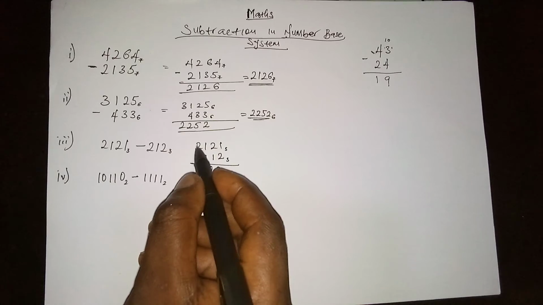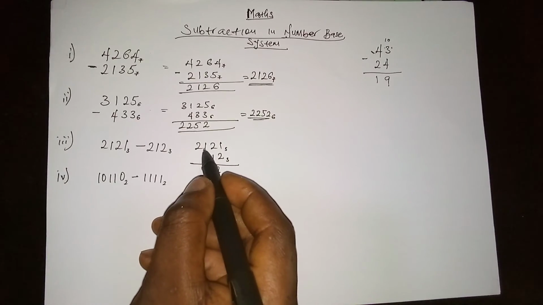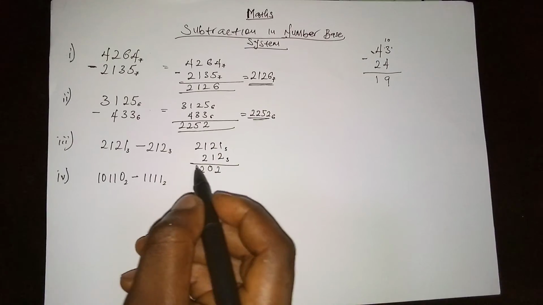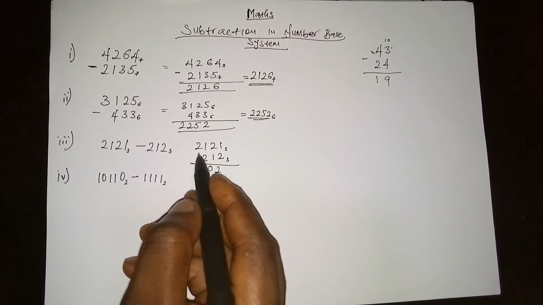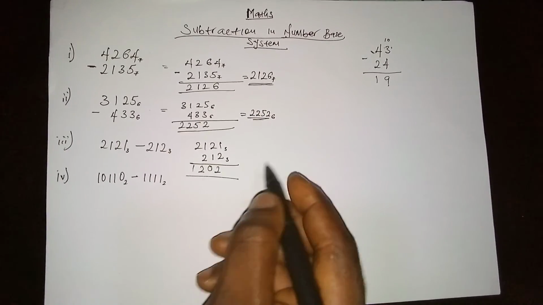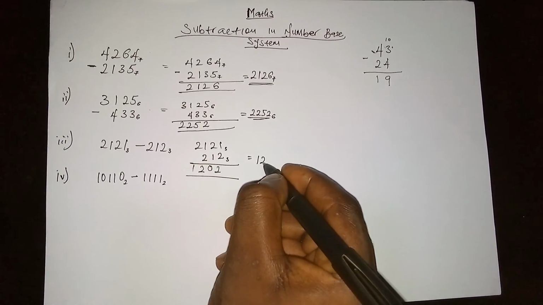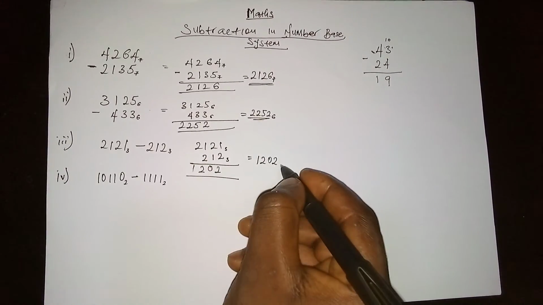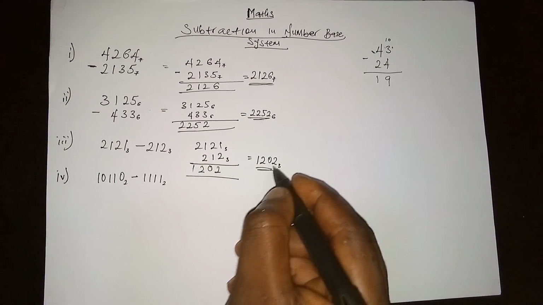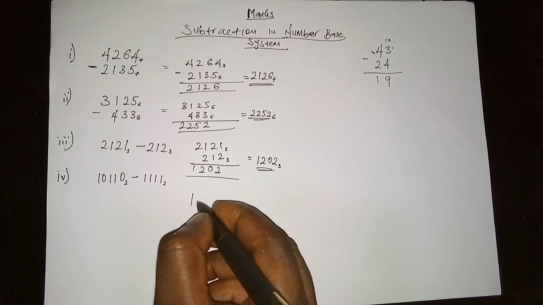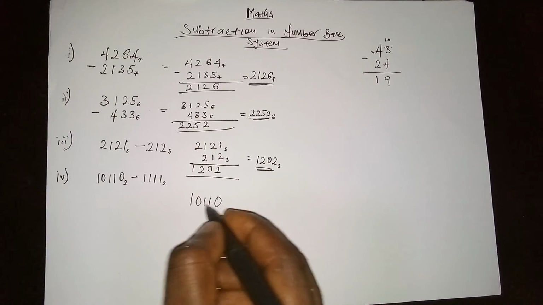This one cannot go. I'll take 1 from here, making 4. Then 4 minus 2 is what? 2. So I'm left with 1 here. So I have this, right? So in base 3, I have 1202 in base 3. And in this case, I have exactly the same thing, 0110.